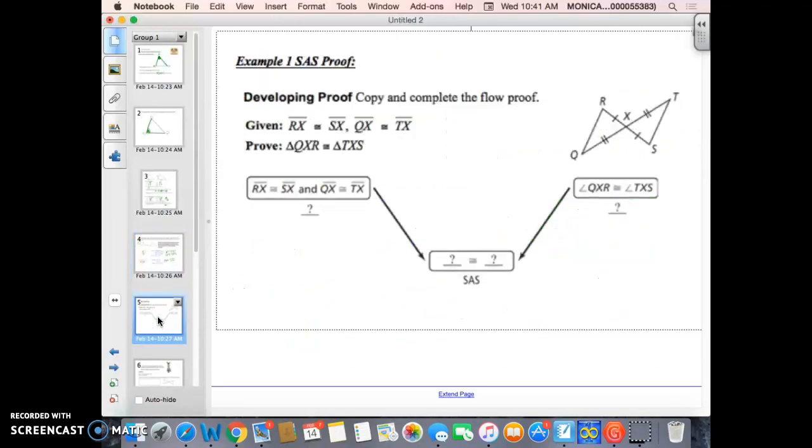Okay, let's look at another example. We want to prove using side angle side. Okay, here's our picture. So you want to copy and complete the flow proof. So the first thing we want to say is that RX and SX are congruent, and QX and TX are congruent. Well, that was right here. That's our given. Okay, so now what else can we say is congruent? Well, we know because of vertical angles that these two angles are going to be congruent.